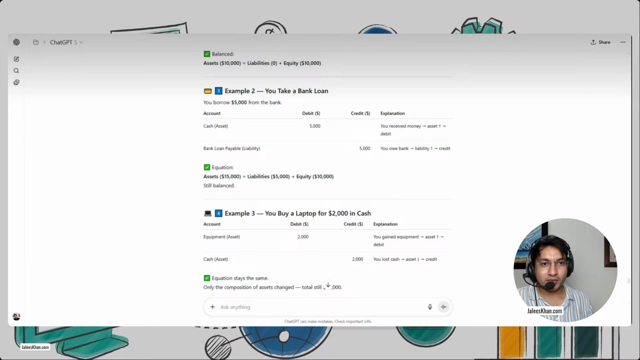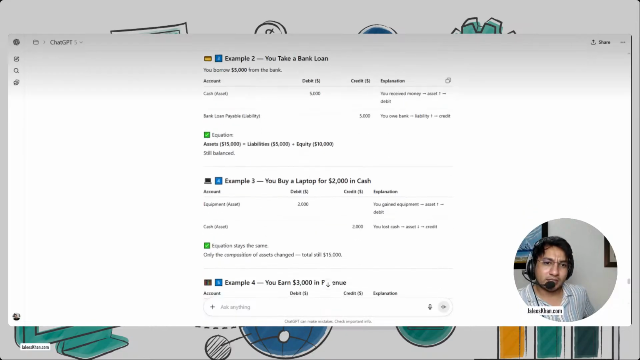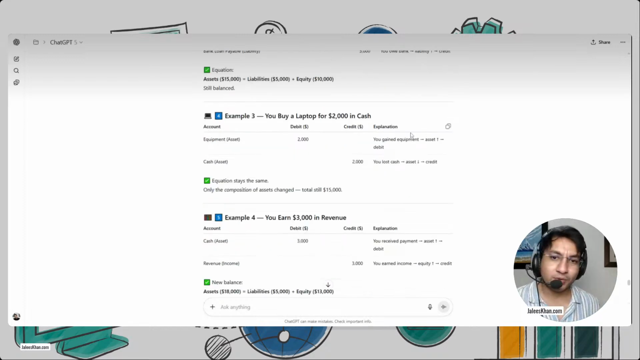Okay, that's good. It's making some sense right now. Assets increase 15,000, 5,000 come from liabilities, 10,000 come from equity. So that basically defines the starting and ending point of a transaction. Example, you buy a laptop for 2,000 in cash.